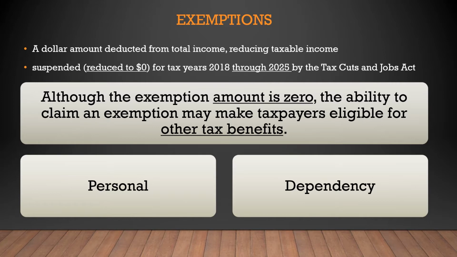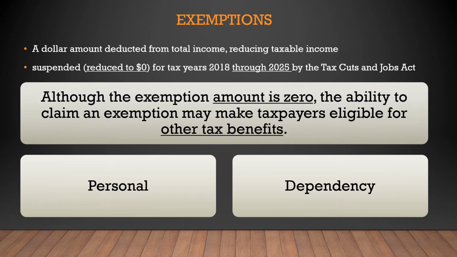income line. In late 2017, however, the Tax Cuts and Jobs Act reduced the dollar amount that would go on that line to zero for years 2018 through 2025. So you're not going to see it on the 2021 return. It's still important to know what an exemption is, however, because even though the exemption amount is zero, the ability to claim an exemption can make taxpayers eligible for other tax benefits.